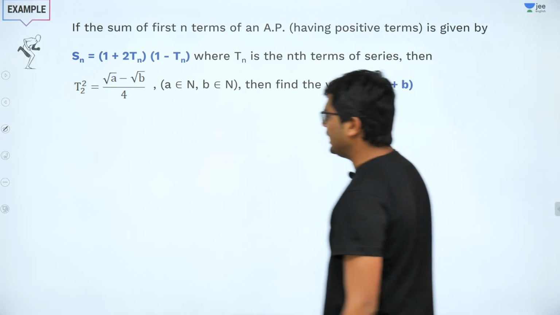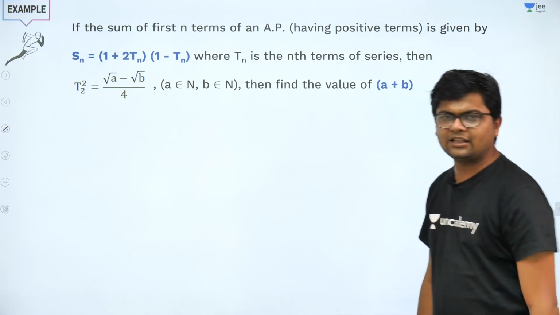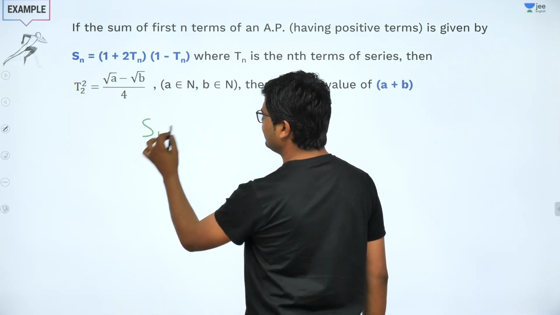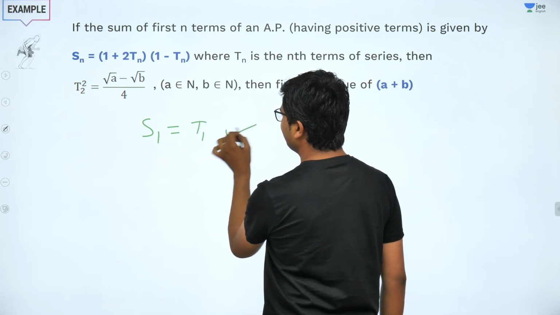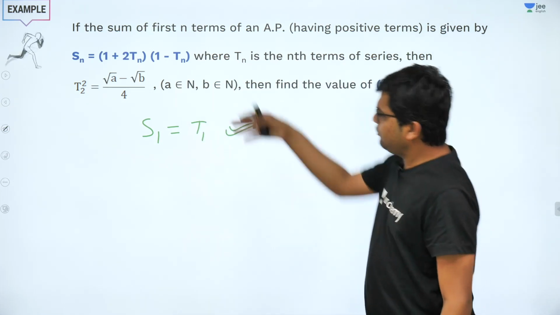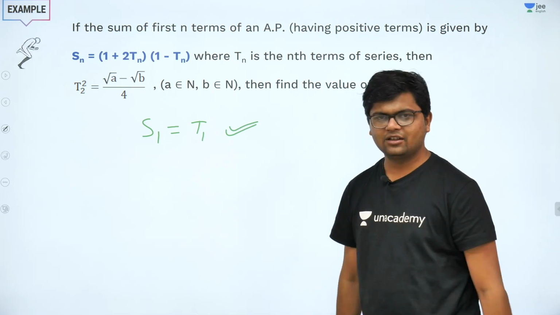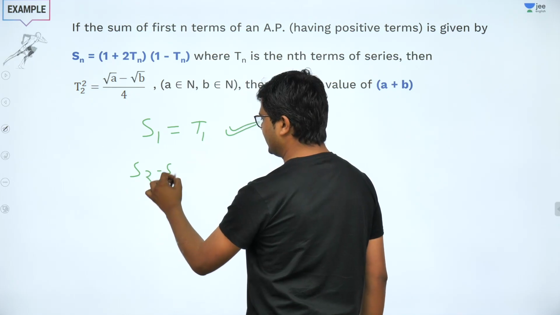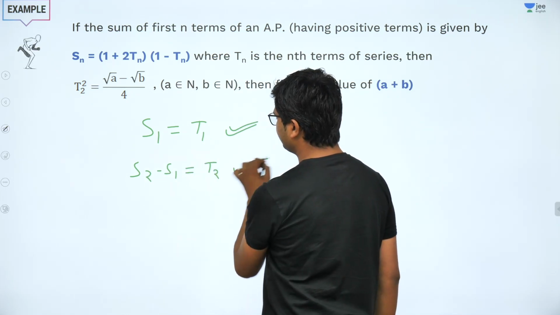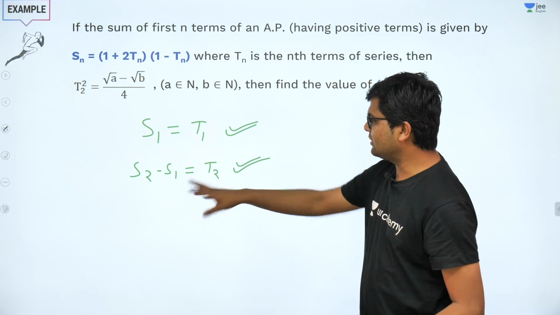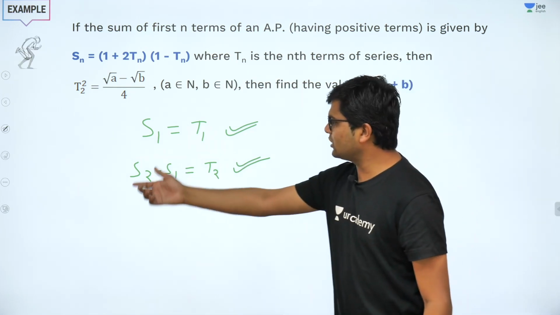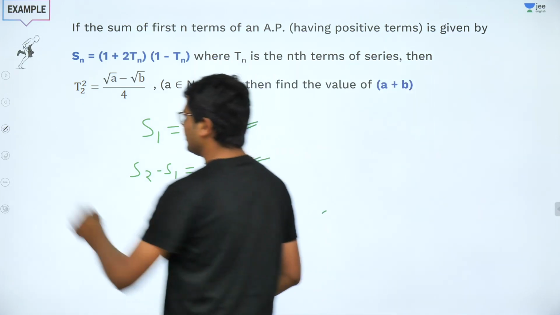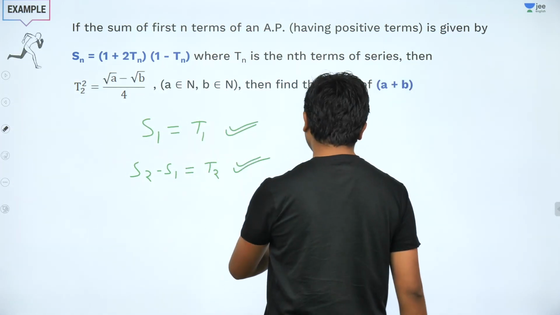Okay, so I am using some fundamental ideas for solving this question, and I am saying S1 is equal to T1. That's the first thing you need to understand. The sum of the first term is the first term itself. Got my point? And S2 minus S1 is equal to T2. S2 minus S1 is equal to T2. That is, the sum of two terms minus the sum of the first term is equal to the second term. These two ideas and equations I am using to solve the question.